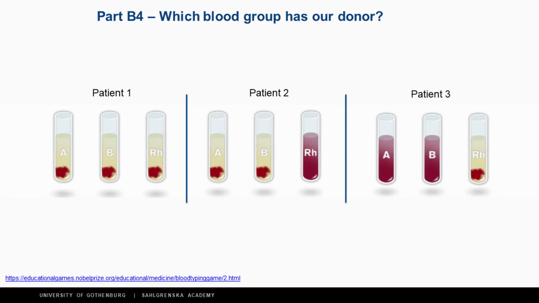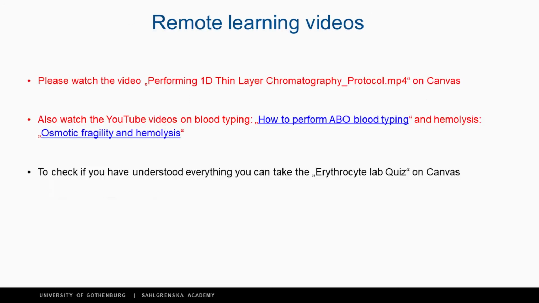If you didn't get it right, make sure to revisit the lecture slides or listen to this part of the lecture again. Please take some time to also watch the other videos associated with this lab. The one for performing 1D thin layer chromatography that you can find on Canvas, and also watch the other YouTube videos on blood typing, how to perform ABO blood typing, and the one about osmotic fragility and hemolysis. To check if you've understood everything, you can also take the Erythrocyte lab quiz on Canvas.